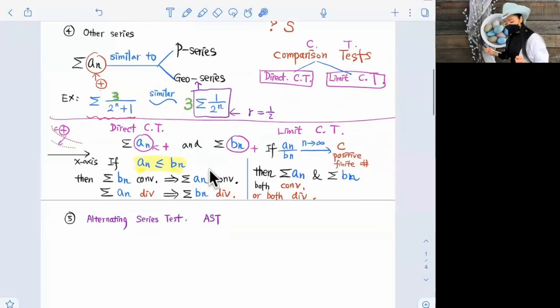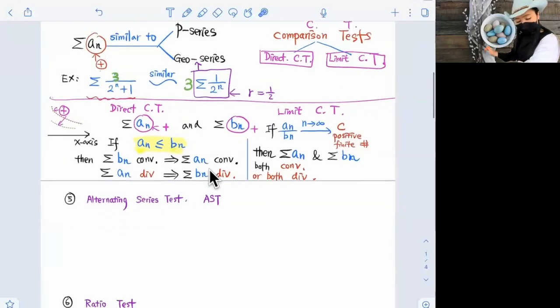Okay, the next one, alternating series test. We call it AST. How does it work?